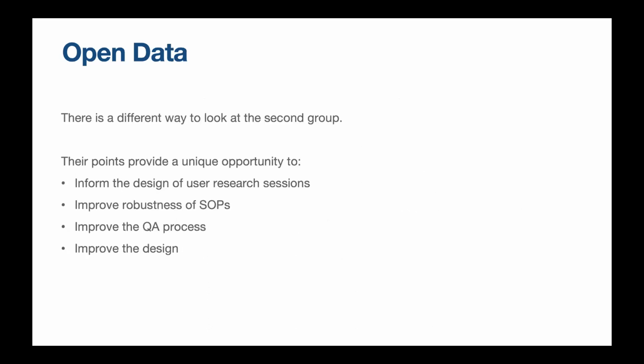But there is a different way to look at it. The point, whatever it may be, provides us with a unique opportunity to inform different things: how we do user research, how we adjust our SOPs, how we do our QA to make sure we don't make that mistake again, how we improve our design to make sure that we express things better or demonstrate things better, how we work things, how we add our contents. These are all important things that come from both constructive and not very constructive criticism, but criticism nonetheless.